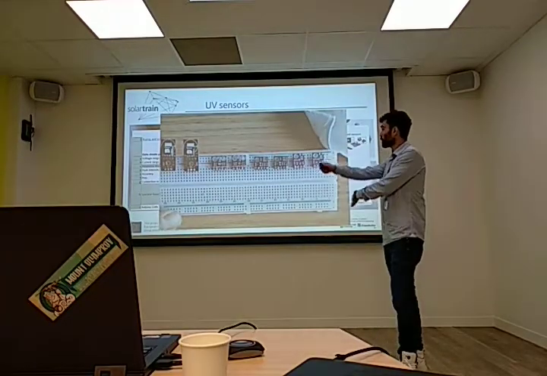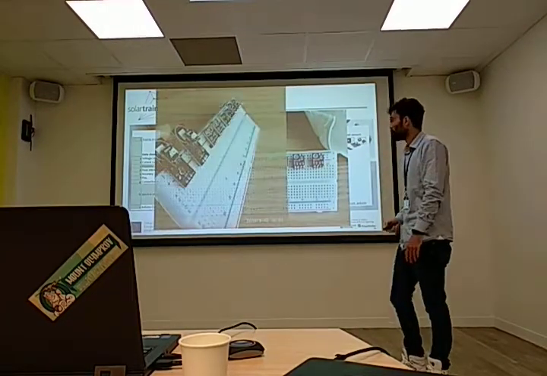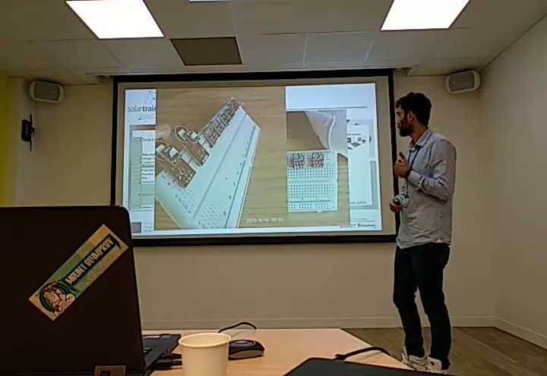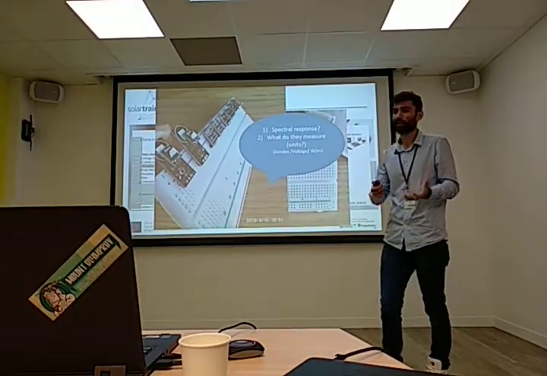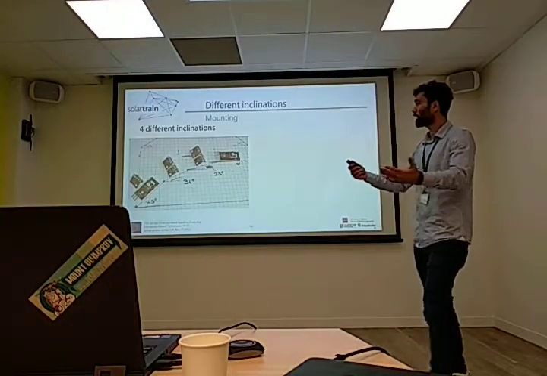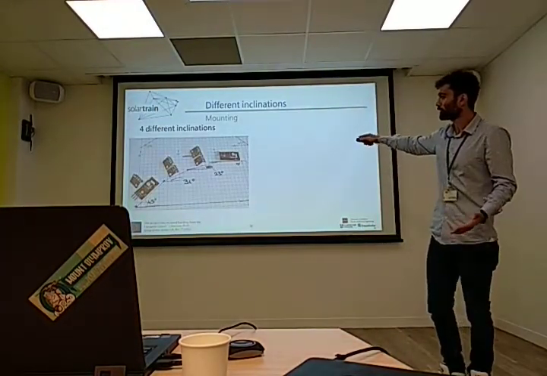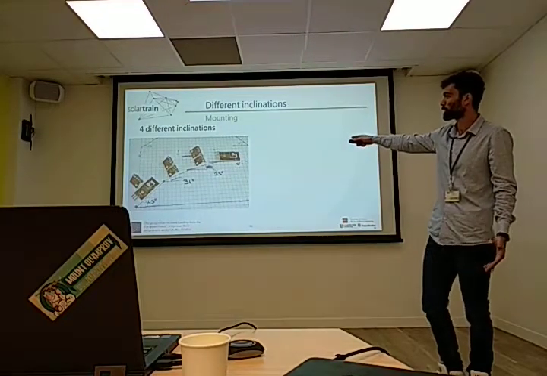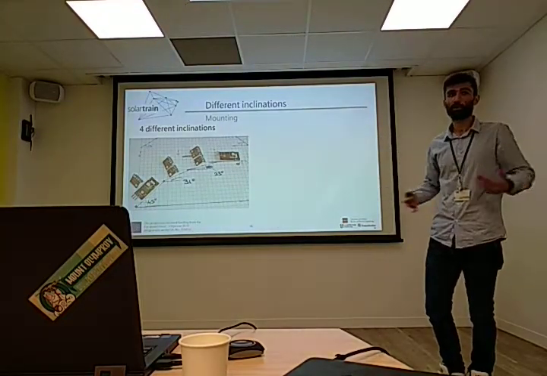So the idea was to put them all in a row and expose them at the same tilt and try to understand how they respond. Initially, the whole idea is to put them at different tilts: 45, 31, 23, and 0. These are the tilts we also use in our sites.